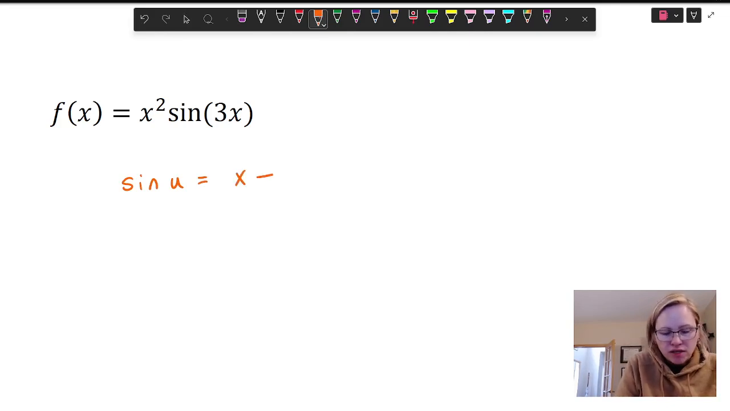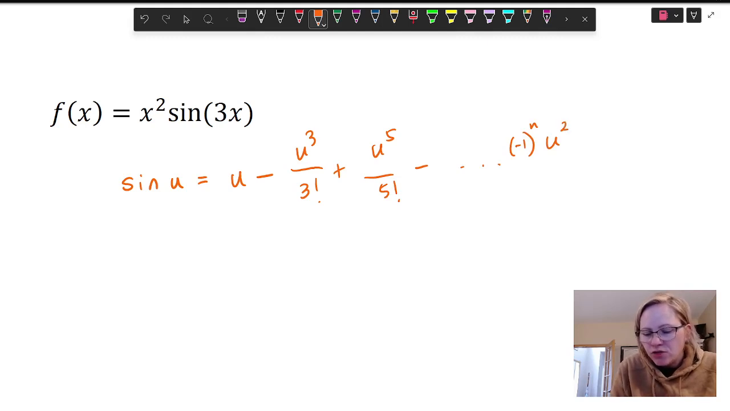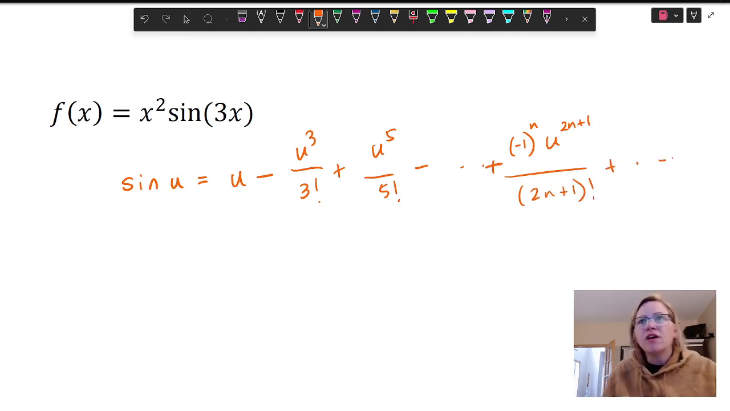And so what I'm going to do is think about what the sine Maclaurin series is. We'll use u. u minus u cubed over 3 factorial plus u to the 5th over 5 factorial, and so on and so forth. And then we've got our nth term, which is going to have that alternator, and then u to the 2n plus 1 over 2n plus 1 factorial.